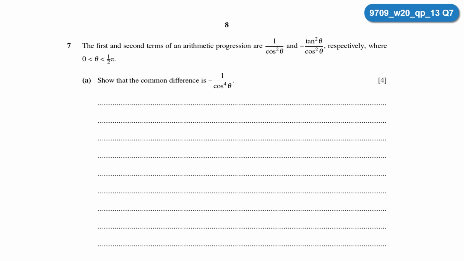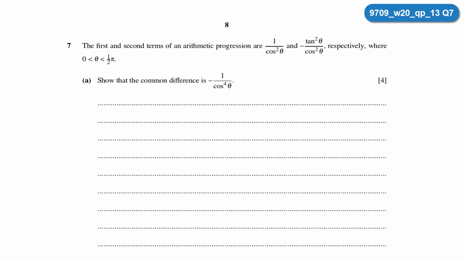The first and second terms of an arithmetic progression are 1 over cos squared theta and minus tan squared theta over cos squared theta, respectively, where theta ranges between 0 and half pi. So on part A, show that the common difference is minus 1 over cos to the power 4 of theta. Now, we have these two terms which are consecutive terms of an AP, and we know that if we subtract this term minus this term, then we get the common difference d.